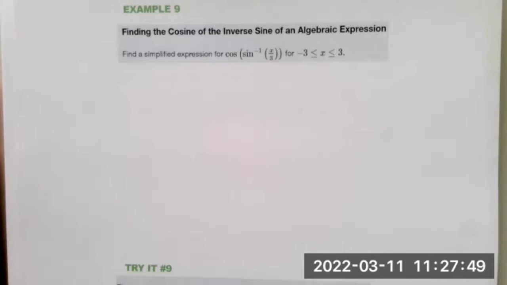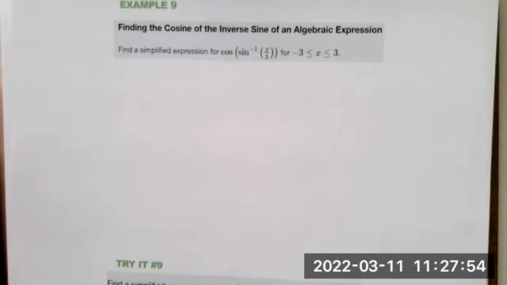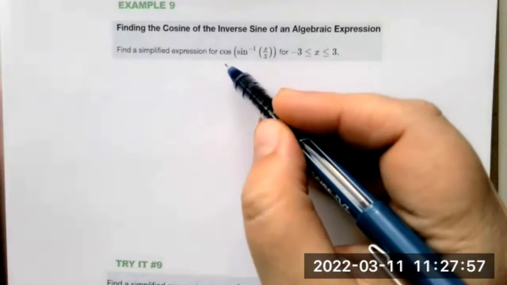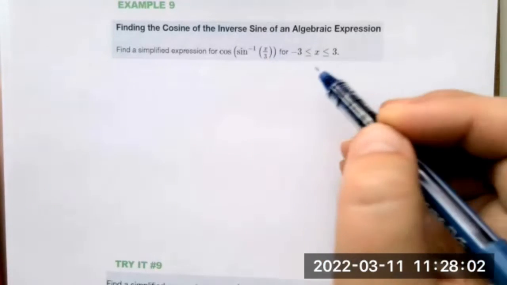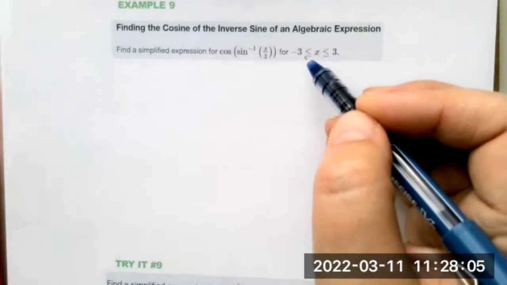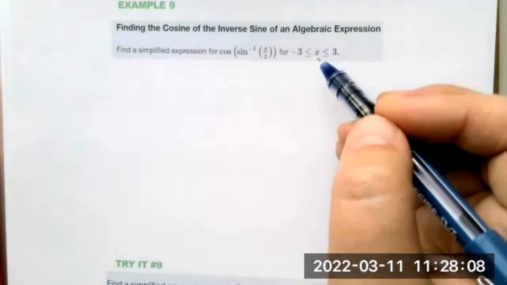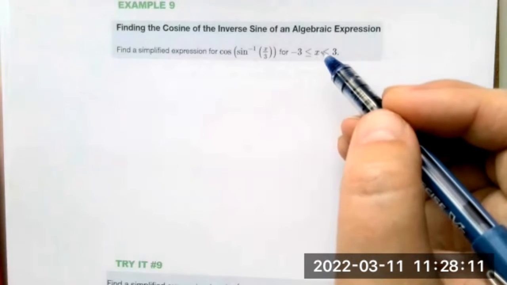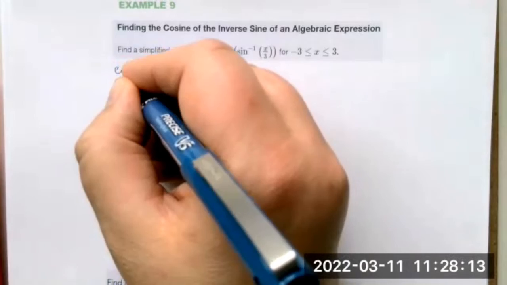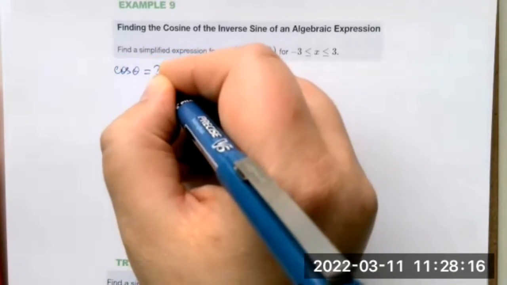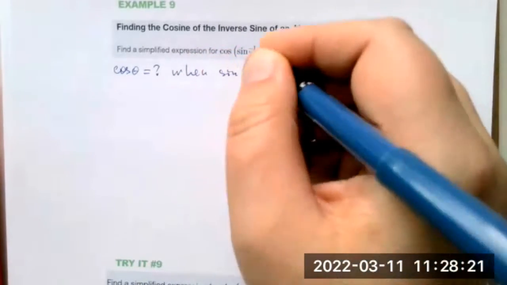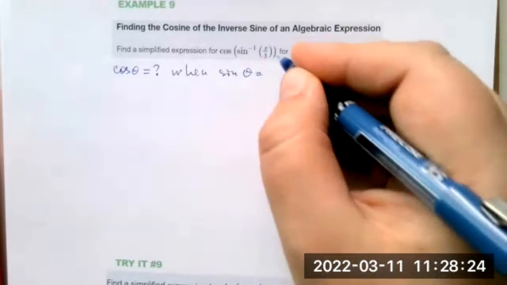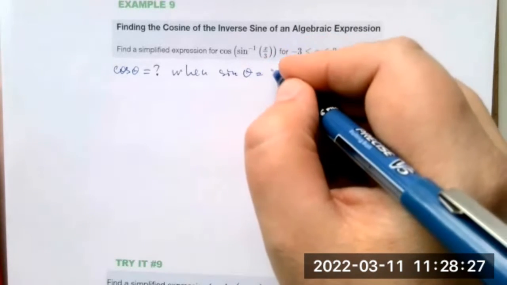And the last problem that we're going to have in this video is example number 9, and it says find a simplified expression for the cosine of the inverse sine of x over 3 for the values of x between -3 and +3. So again, what are they asking? They want to find the value of the cosine of theta when the sine of theta is x over 3.